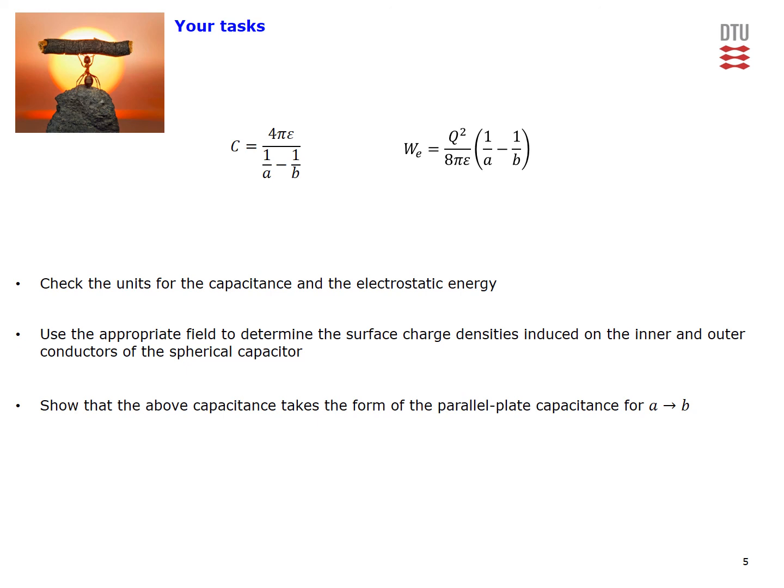And we would like you to check the units for this capacitance and the derived electrostatic energy. We would also like you to use the appropriate fields to determine the surface charge densities which will be induced on the inner and outer conductors of the spherical capacitor. So use the fields and the boundary conditions to this end. And we would also like you to show that the above capacitance will take the form of the parallel plate capacitance when a is sufficiently close to b.